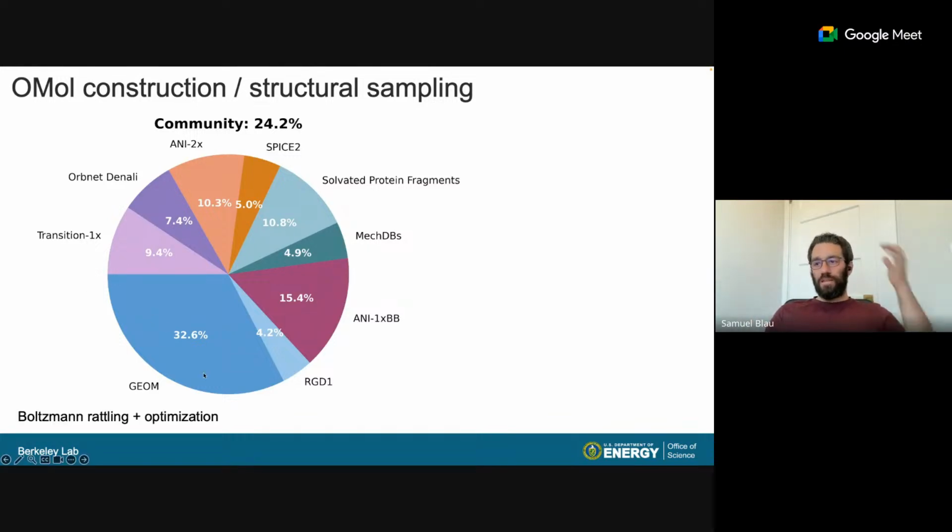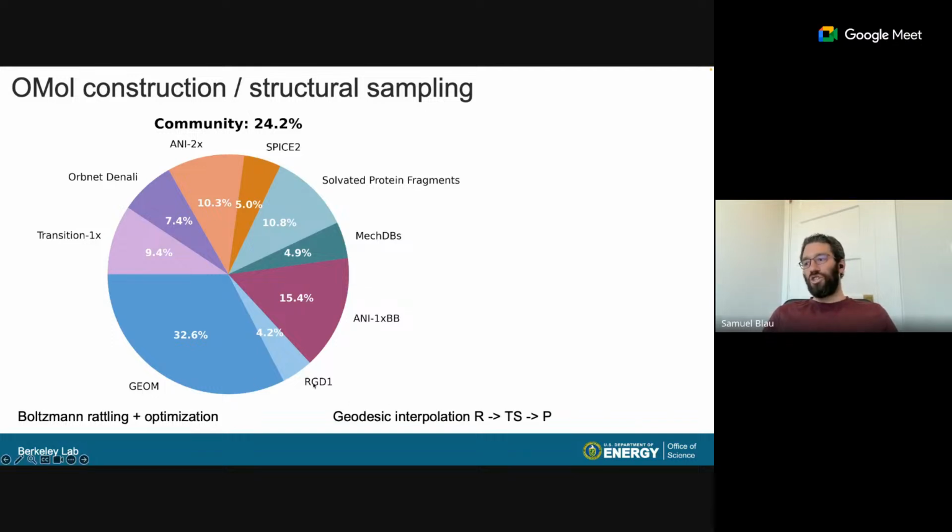Then we took a data set called GEOM from Rafa Gomez-Bombarelli's group, and we did Boltzmann rattling on the positions, and we did geometry optimization. Not too many steps, just a handful of steps. But these are drug-like molecules, and the GEOM data set has been widely adopted, particularly by the generative ML community in chemistry.